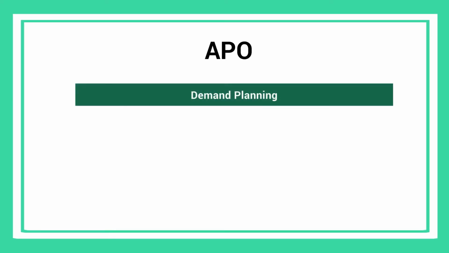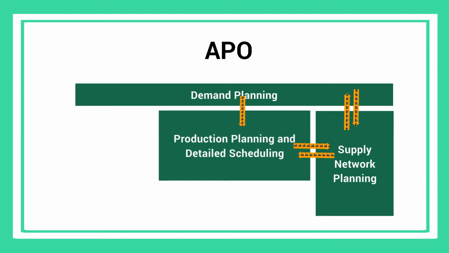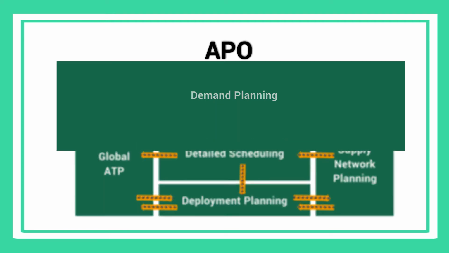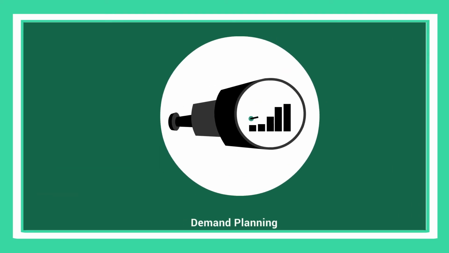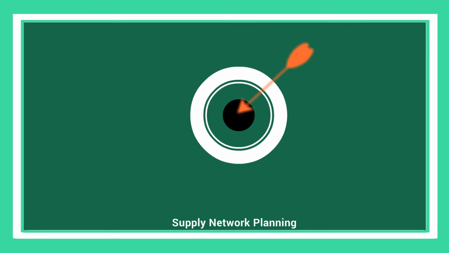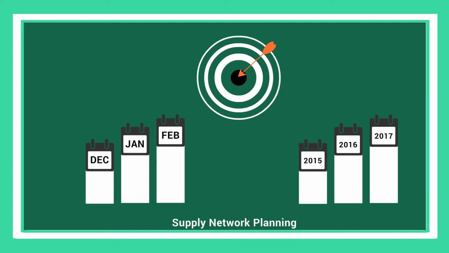SAP APO uses different modules to help perform the functions of demand planning, supply network planning, production planning and detailed scheduling, deployment planning, and global ATP. The demand planning module helps you create accurate and tailor-made demand forecasts. Supply network planning, or SNP, helps formulate medium to long-term plans for achieving estimated sales volume.